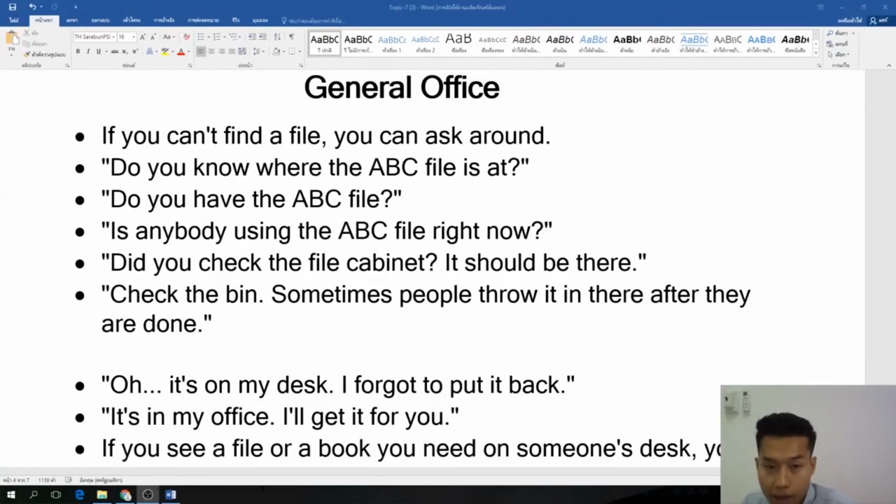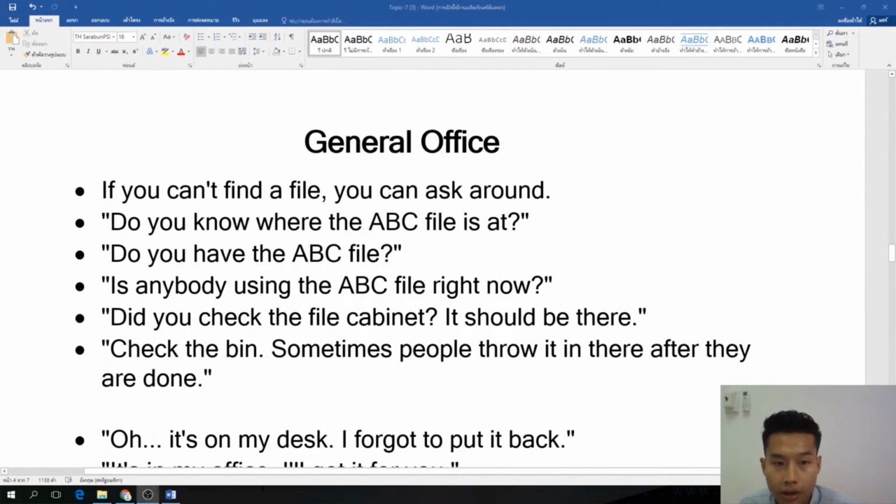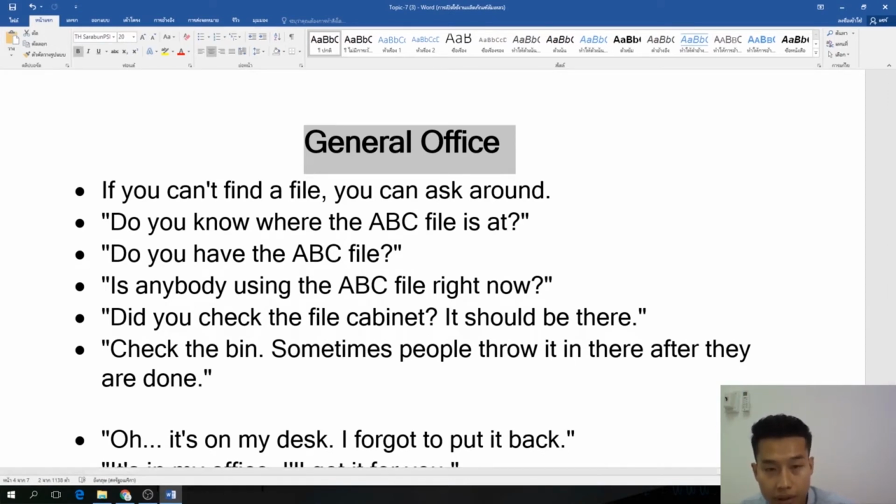Okay, so right now we continue to another one. Right now, this we call the general office. Like most of the people, they are living in the general office. If you're a new employee in the office, you are a general officer, right? But when you become an officer in the office, they have the conversation.